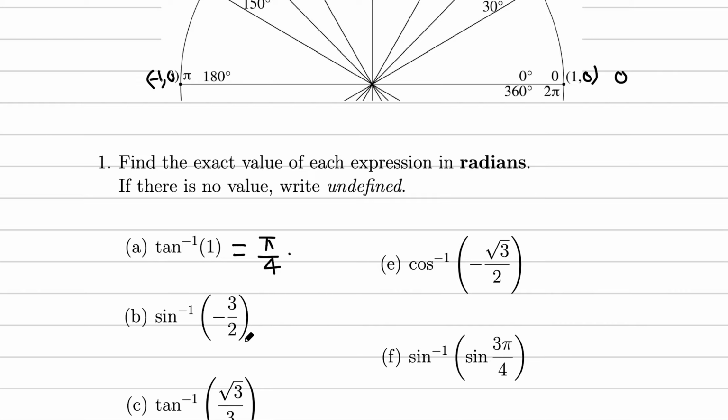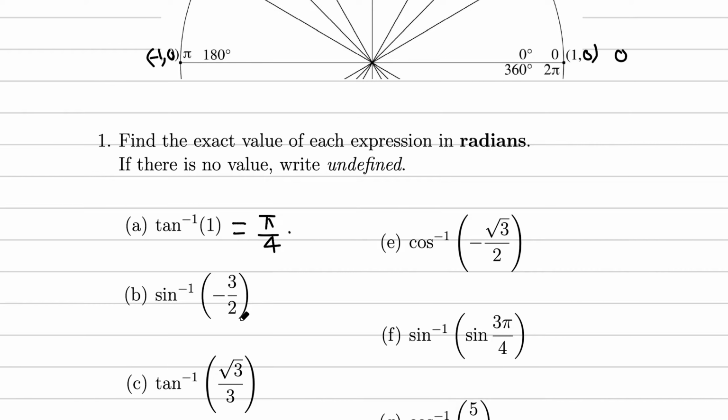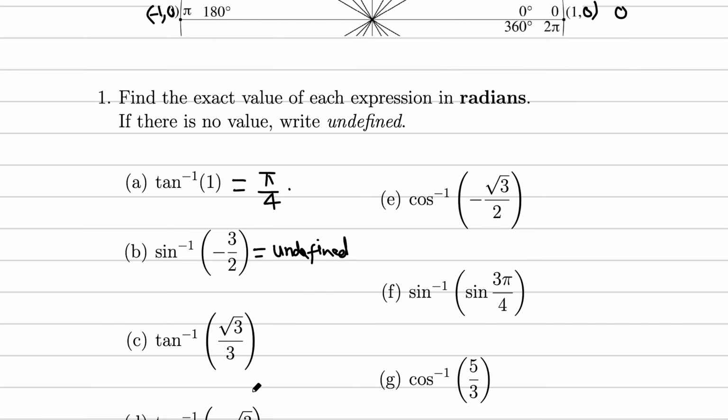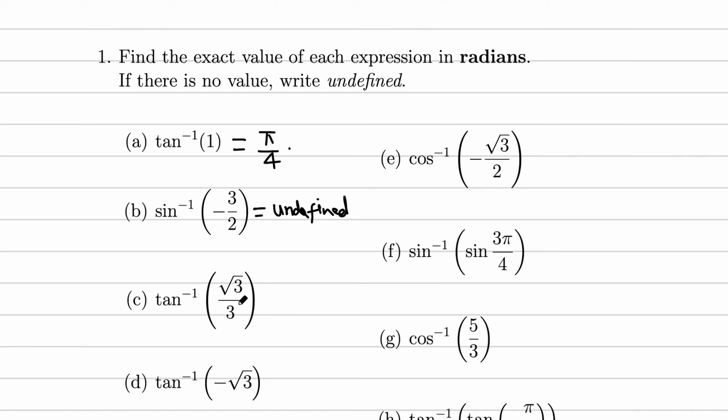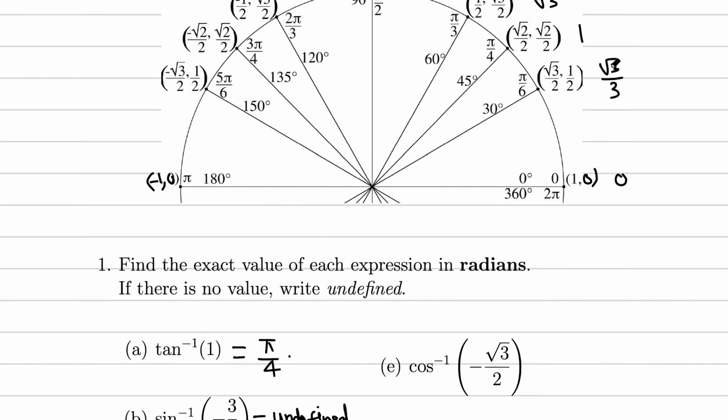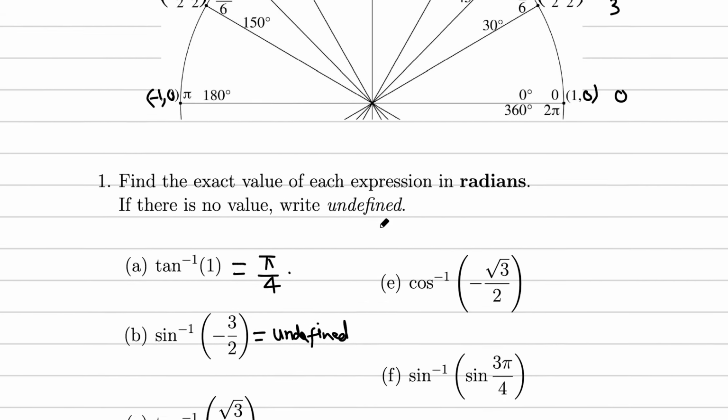Sine inverse of negative 3/2. Negative 3/2 means negative 1.5. And we know that sine and cosine can't have numbers bigger than 1 or less than negative 1. So there are no angles that can produce negative 3/2. So undefined. Tangent inverse of root 3 over 3. Root 3 over 3, that's pi over 6.